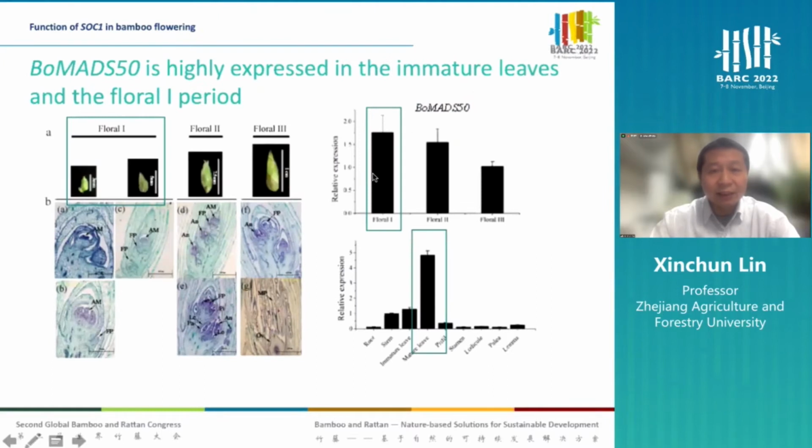And we can see BO-MES50 is highly expressed in the immature leaves of bamboo. And we divided the flowering bud of bamboo into three periods. And we found that when the flower bud is young, the SOC1 gene is expressed highly in the young bud.